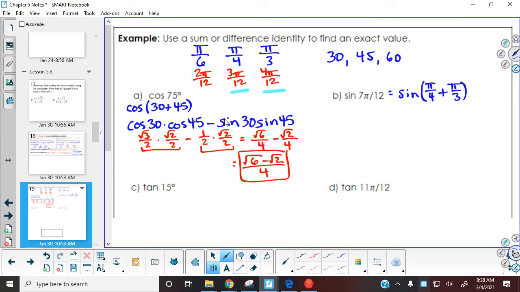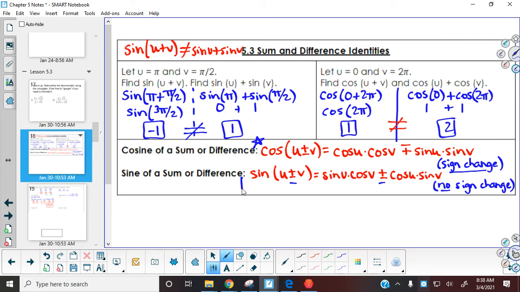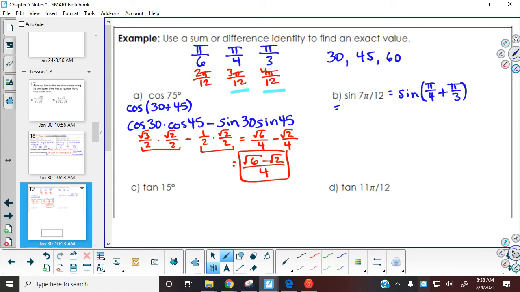And again, I'm going to come back to here. I'm going to be using the bottom one this time, the sine one. And notice this one has no sign change. So I'm going to go ahead and substitute. So I have sine of the first one, pi over 4, times cosine of the second, pi over 3. It was originally plus, so it stays plus. And then we have cosine of the first times sine of the second. So again, I'm just using that identity and substituting.